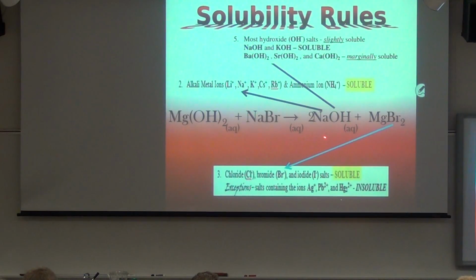And going quickly, our sodium, always soluble. Hydroxide, slightly soluble, but still soluble. MgBr2, Br, soluble, except silver, lead, and mercury. Well, that's okay. That means that both of these are aqueous.